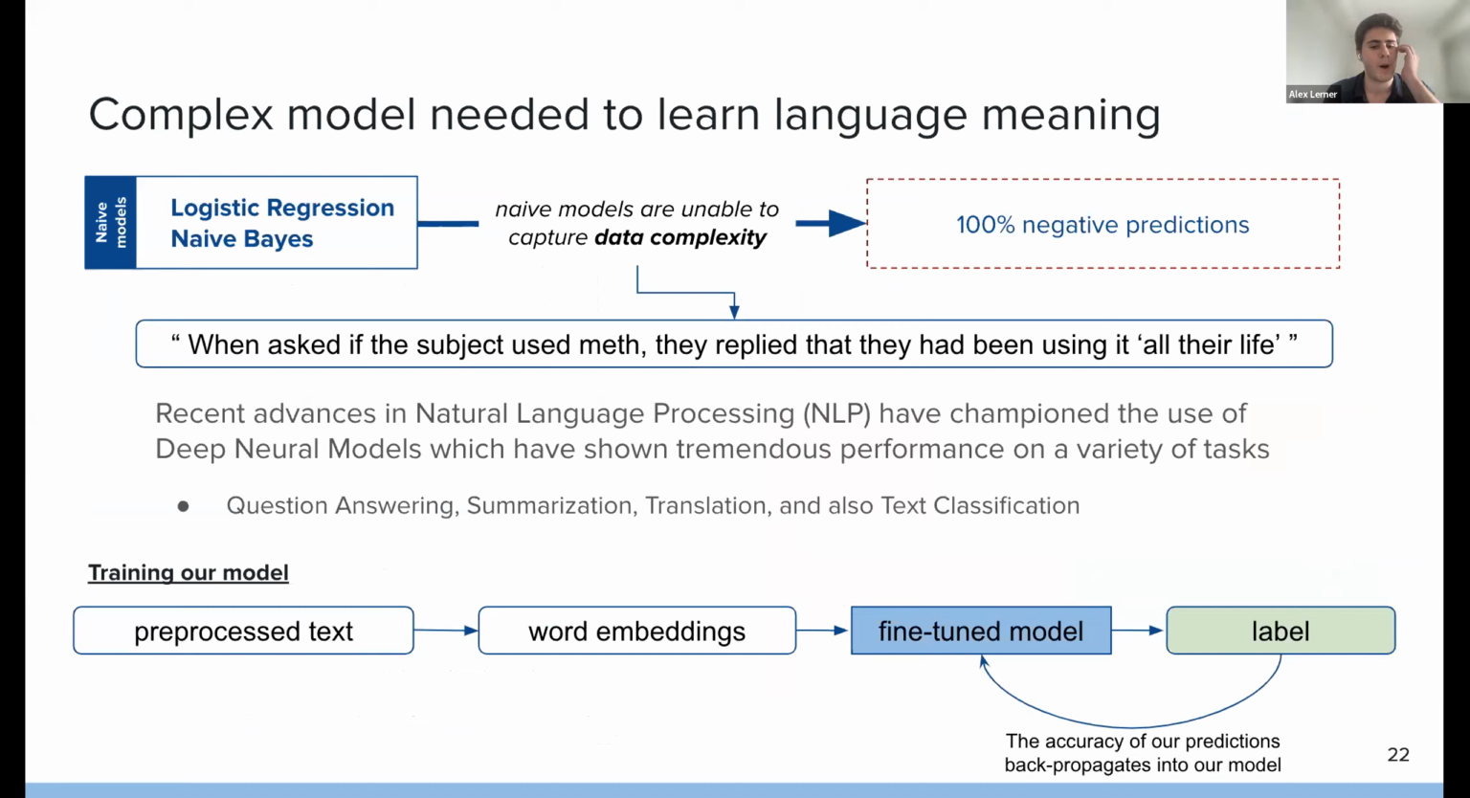And for an example of why this is the case, the sentence below is, when asked if the subject used meth, they replied that they had been using it all their life. The tricky thing with this is if you look at it one word at a time, it's hard to encode the meaning directly like that. Language is recursive. It can be encoded across paragraphs, pages, even sentences. And so these models are unable to grab that kind of meaning that can exist in sentences like that. And also keyword search doesn't always work great.